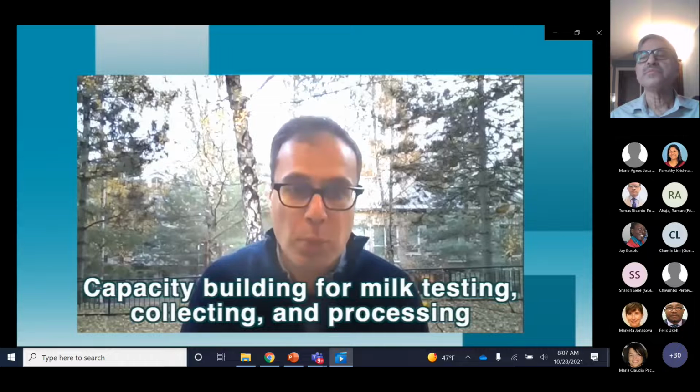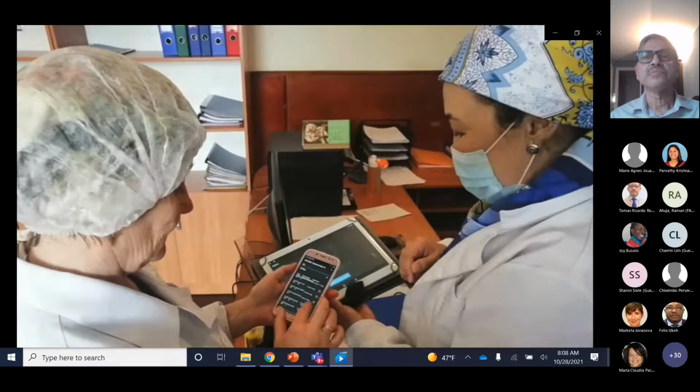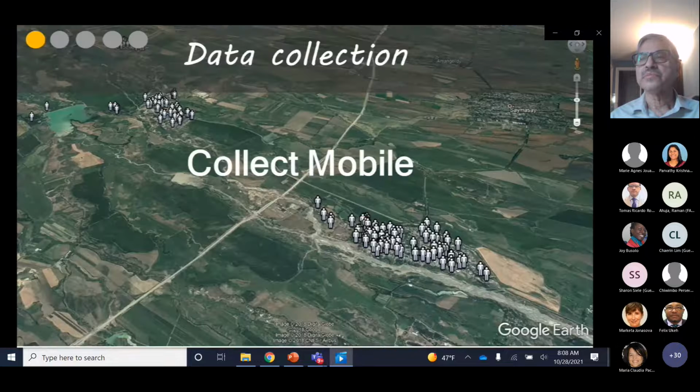We use an open source, easy to use digital tool called Collect Mobile. This is a tool developed by a company called OpenForis in collaboration with FAO. As such, FAO helps us to introduce this tool in the project context. This is a customizable survey app with geolocation capabilities. It allows us to create surveys or forms that can be customized for various purposes.